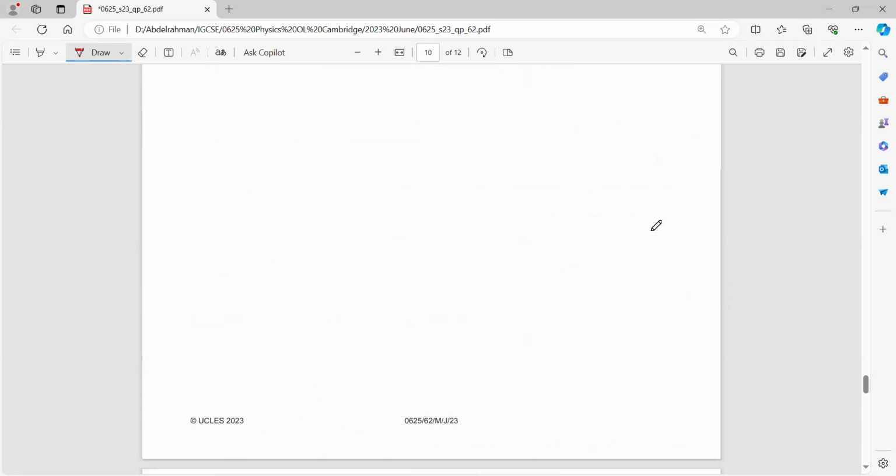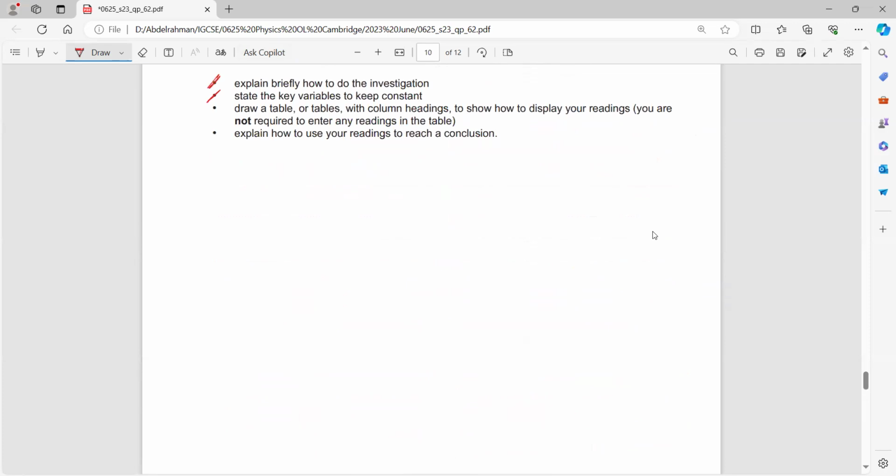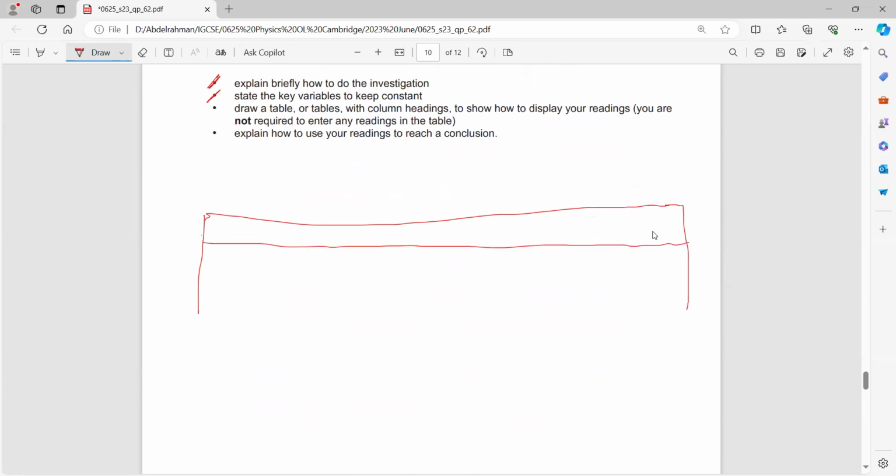Let's write down a table. I stated briefly what I will do. Can I write down a table? It's going to be a very simple table. What will I write down in the table? Different distances and the current at each distance. Different distances, yes, and the current at each distance. Distances in centimeters and the current in amperes.